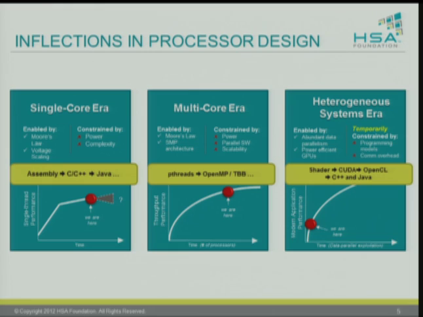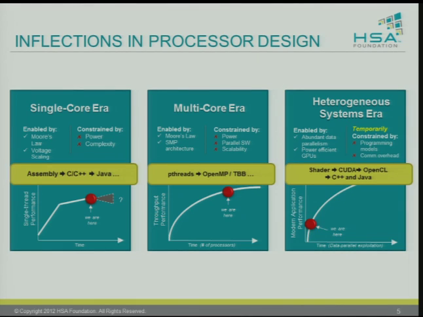Then we got to directives like OpenMP and task parallel runtime, which take programmers from having to reason about threads, which is very hard, to reasoning about tasks, which is much easier. In the heterogeneous systems era, we're early in this. People started programming shaders directly, then they moved to proprietary languages. Now we have standard drivers and standard programming languages like OpenCL and DirectCompute.